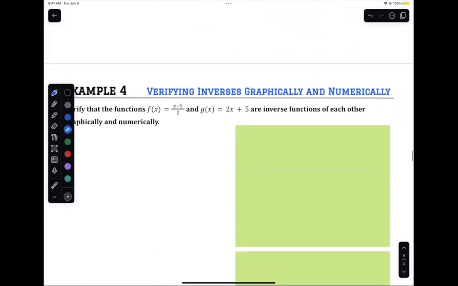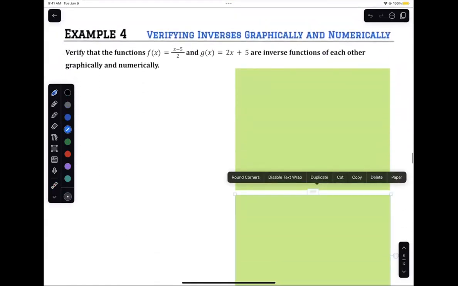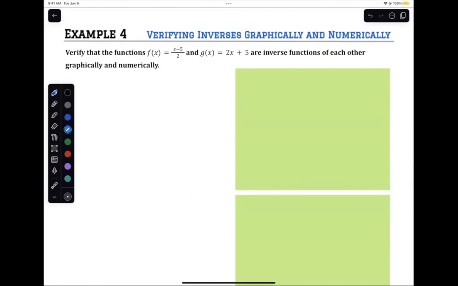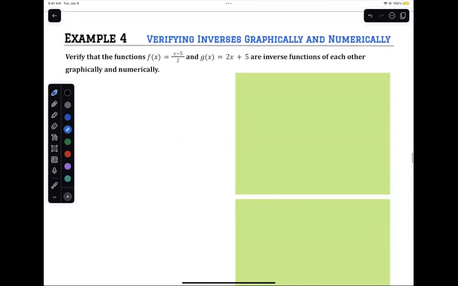So example 4: verify that the functions f of x is (x minus 5) over 2 and g of x is 2x plus 5 are inverse functions of each other graphically and numerically. You guys have a couple problems like this. I think one of them is on your worksheet and some of them might be in your homework. When it says numerically, I just want you to prove to me that if I plug in some inputs and outputs, they are switched between the two functions. If these are inverses, that means if I make a table for this function, picking a couple of points, and I plug the outputs into the other one, we should see that the inputs and outputs are switched.